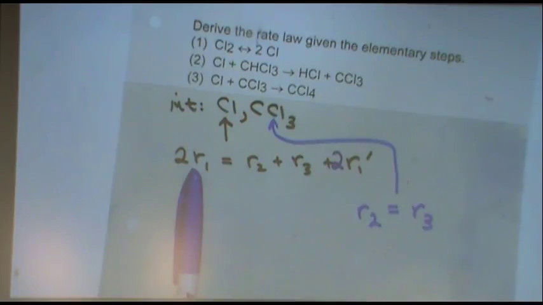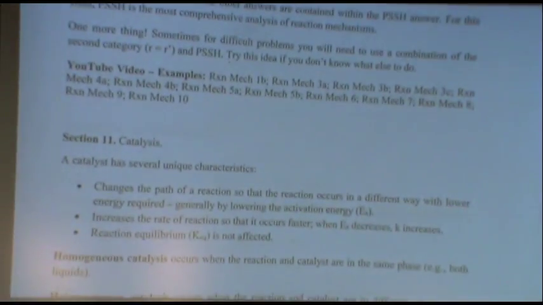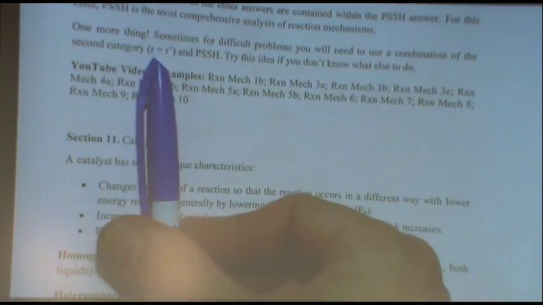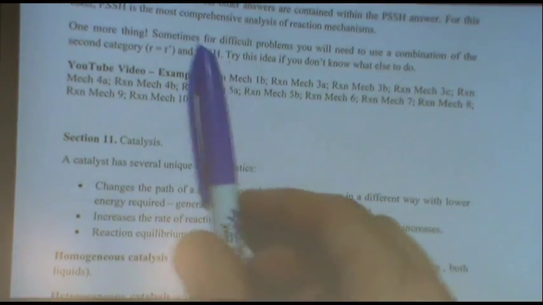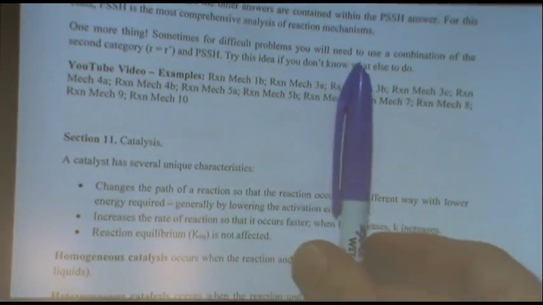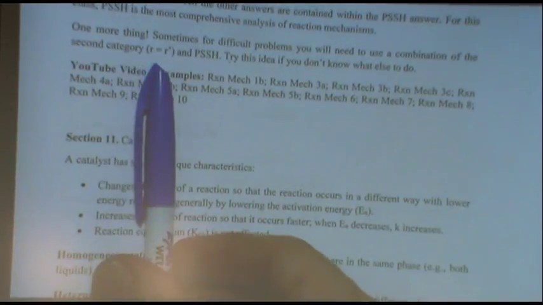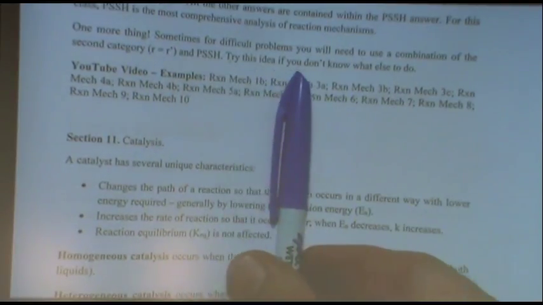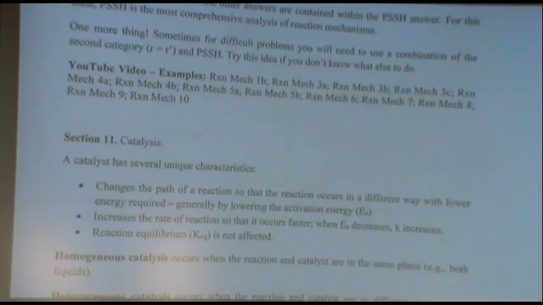So, I'm flipping to a sentence that is so easily ignored on page 100 of the reader. It says, "One more thing!" Exclamation. I wrote this for this exact problem we're doing right now. Sometimes for difficult problems, and that's this one, you will need to use a combination of the second category, forward equals reverse, and PSSH. Try this idea if you don't know what else to do.